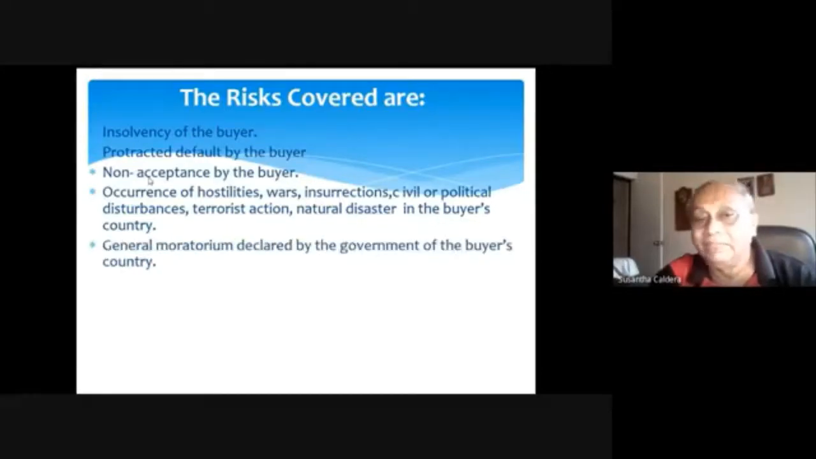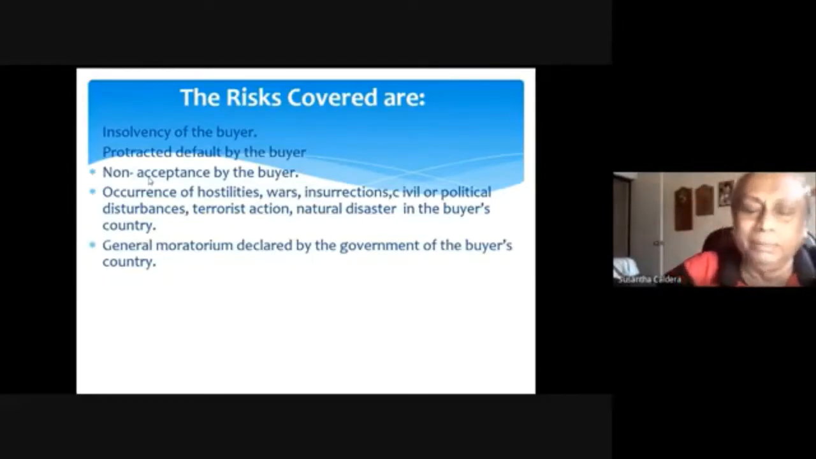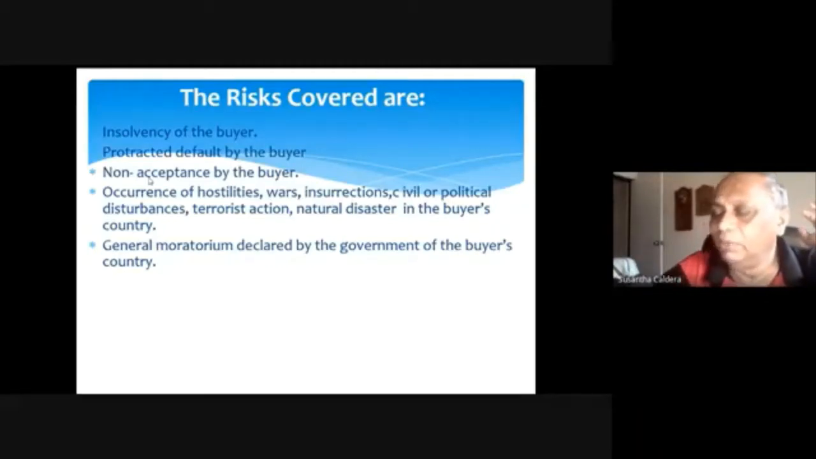General moratorium declared by the government of the buyer's country. Right? Government taking a general moratorium, saying we are not paying these shipments, paying side bills, all are only after 180 days.